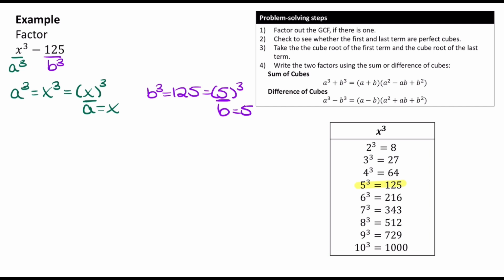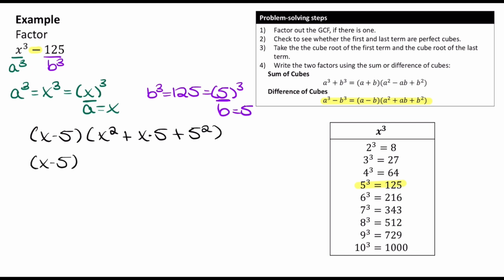Now I'm going to take these values of a and b, and I'm going to plug into the difference of cubes factoring pattern, because notice this original problem has a subtraction sign in it. When I plug that in, I get a minus b, so I have x minus 5 times a squared, so x squared, plus a times b, so x times 5, and then plus b squared, so plus 5 squared. Now I'm just going to simplify this and write it a little more neatly. So I have x minus 5 times x squared plus x times 5, I'm just going to write it as 5x, and then plus 5 squared, that's going to be 25. Okay, so that's the factored form of the original expression.